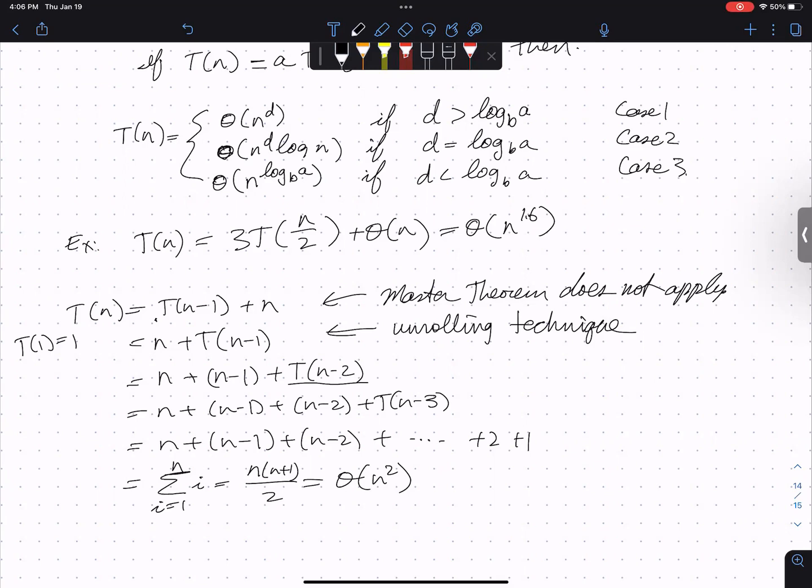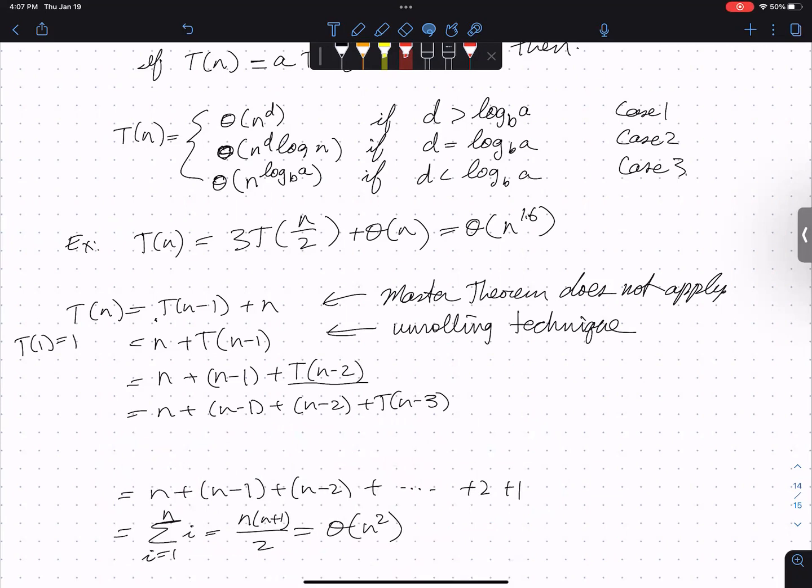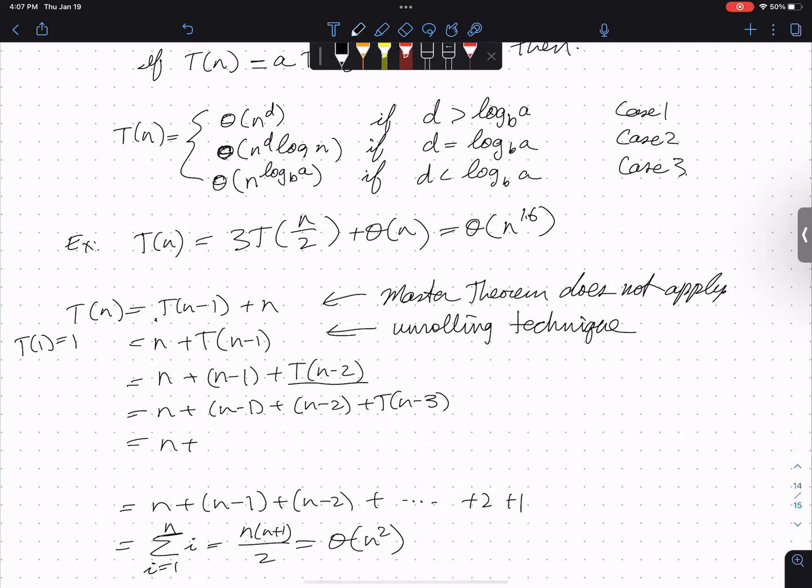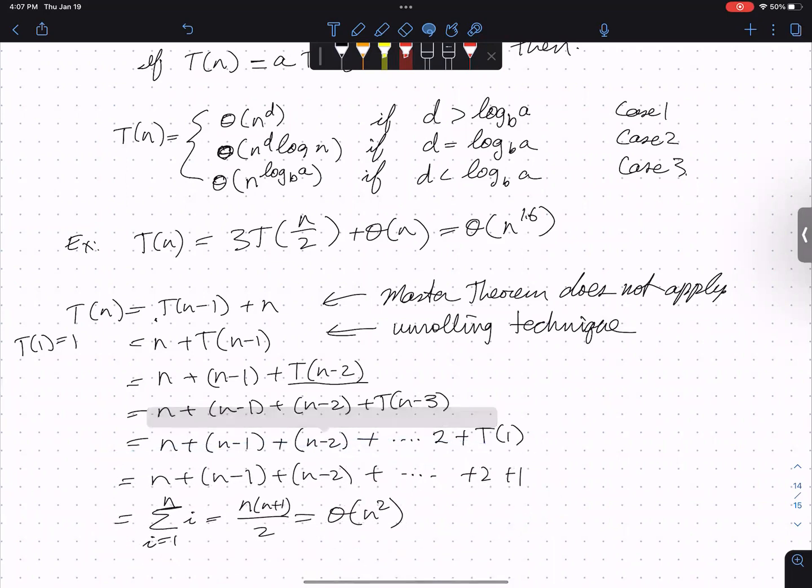Yeah. One. Oh, how do you, well, you start to see the pattern. So you have n and n minus one. You have n and n minus one and n minus two. So in the end, let me add another step to maybe make it clear. You get n plus n minus one plus n minus two plus ... plus two plus T of 1. Eventually, if you follow this pattern, n minus 2, n minus 3, eventually it's going to get to 2 and 1. And then we plug in the base case, T of 1 equals 1, and we get our result. Questions?